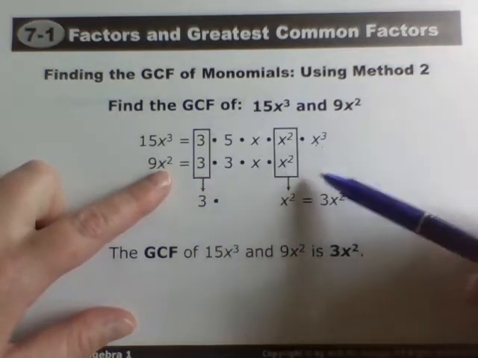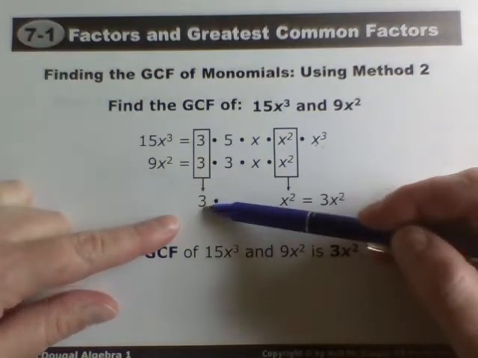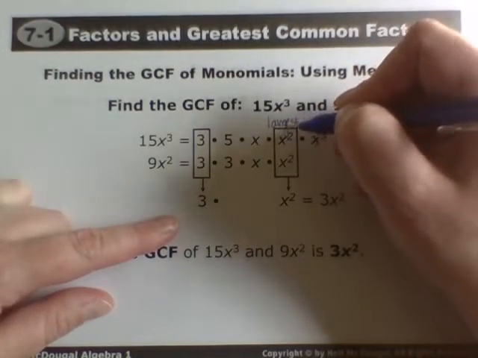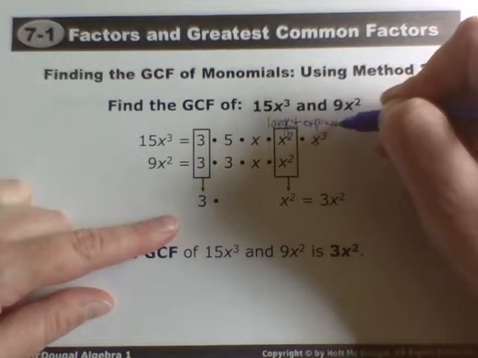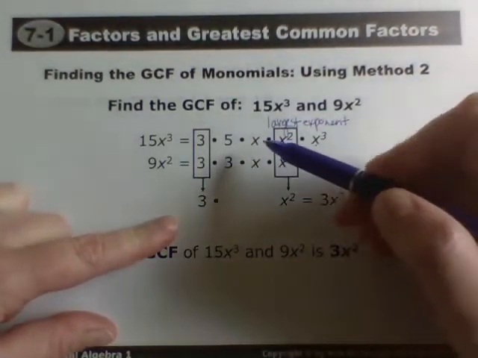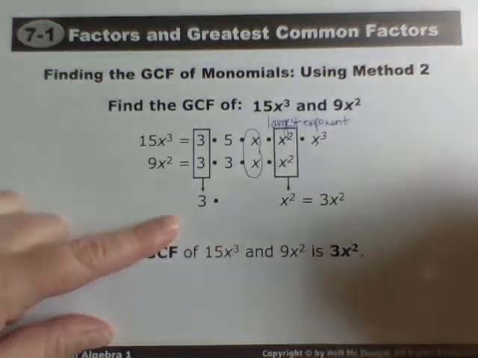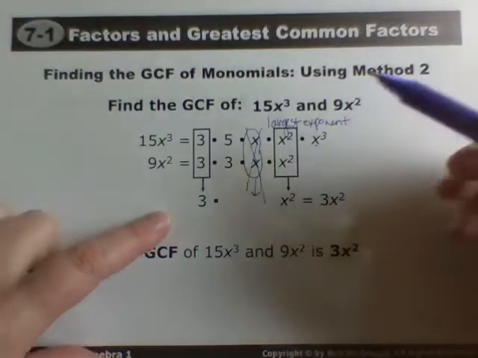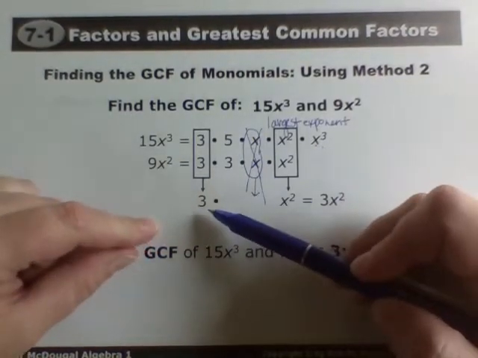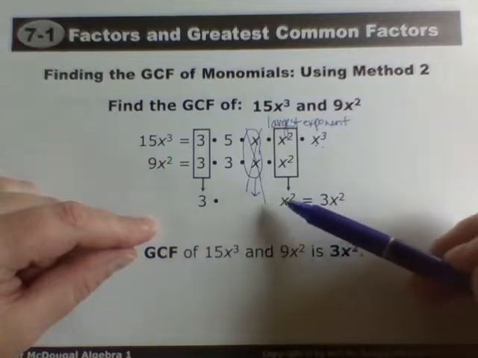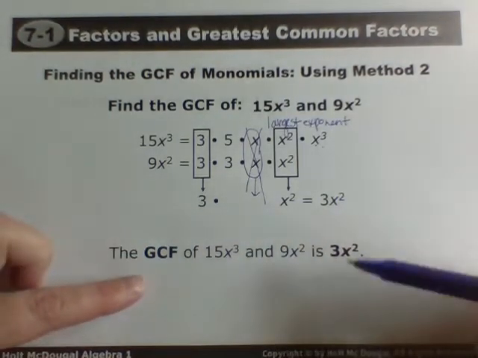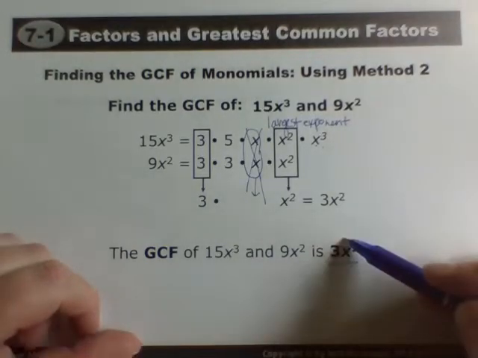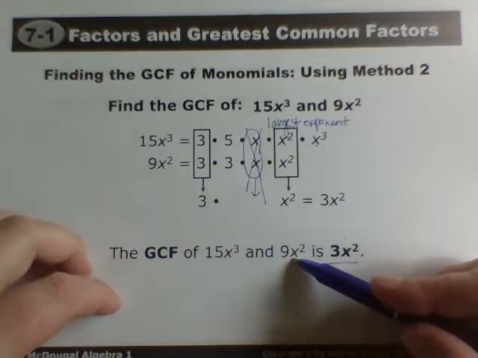So the only thing that's alike in both of these is the 3. And then the largest of these, the largest exponent, is 2. So again, notice that 1 is shared, x to the 1, but we're not going to bring that down as well. We want instead the largest one. Okay, so that means that our greatest common factor is 3x squared. And so the GCF of 15x cubed and 9x squared is 3x squared, meaning that it is divisible into 9x squared and 15x cubed.